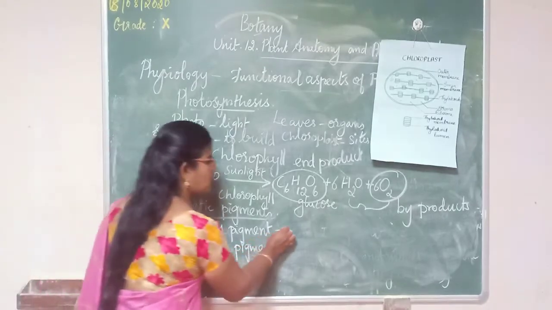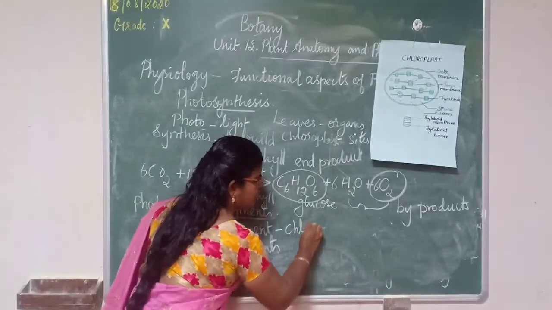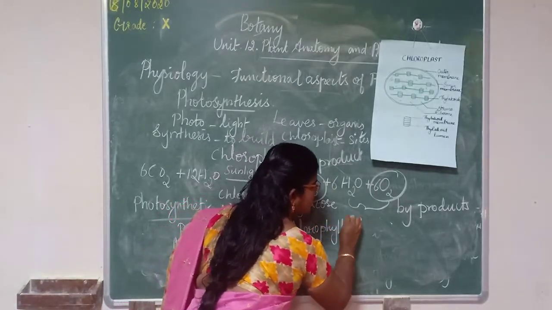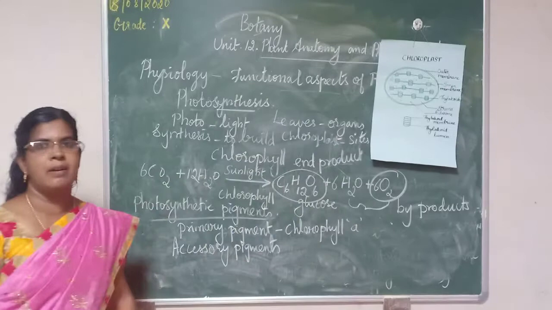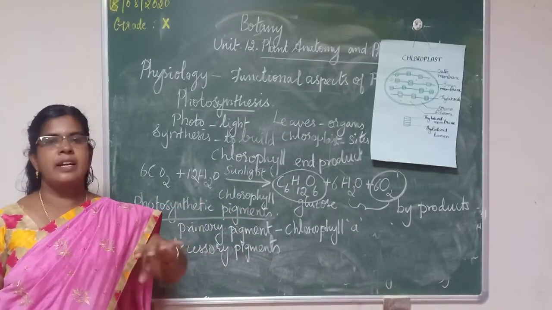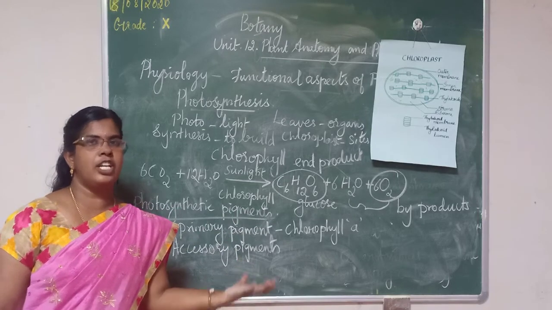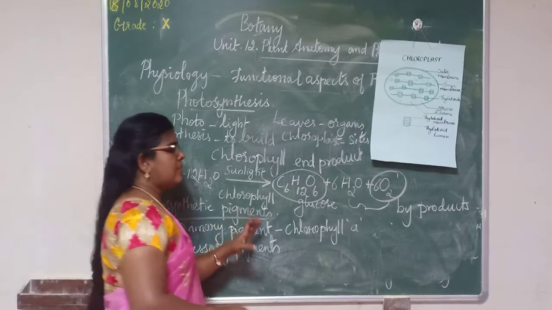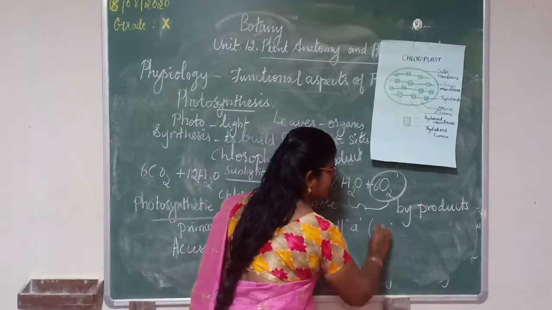Chlorophyll A is called the primary pigment because it traps the sun's light energy and converts it into chemical energy and electrical energy. So it is also called a reaction center.